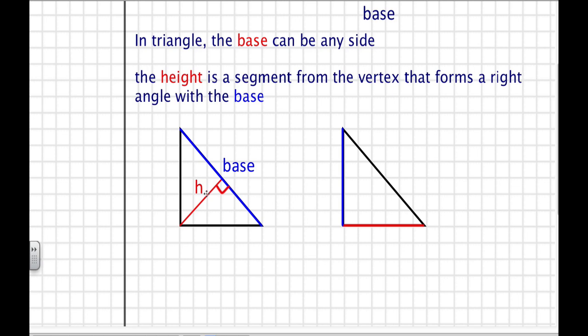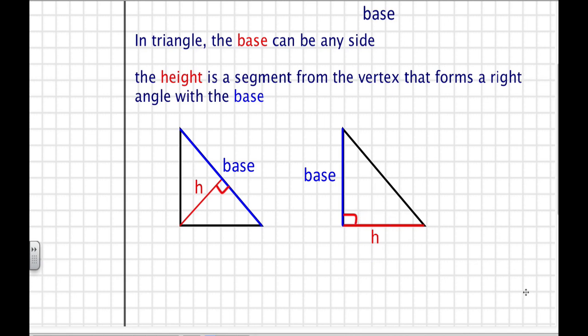If I take that very same triangle and look at a different side, this particular triangle is kind of special. It's a right triangle because it has a right angle right here. So in this example, if I say that the base is this side on the left over here, then its height is actually going to be one of the sides of the triangle. It extends from the vertex that's opposite of the base, and it forms a right angle with the base. So that can happen when you have a right triangle.